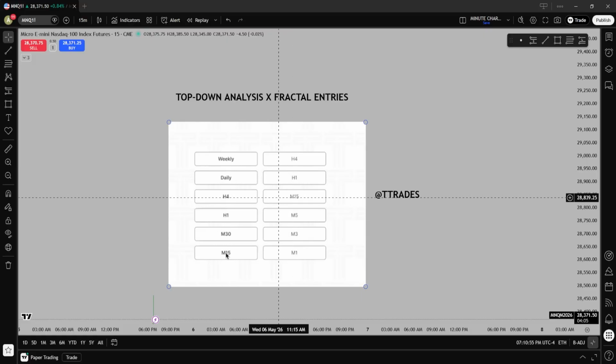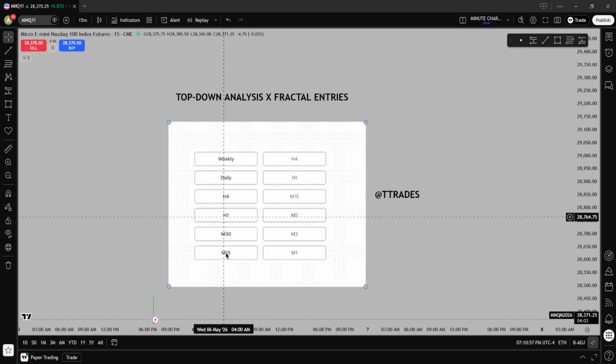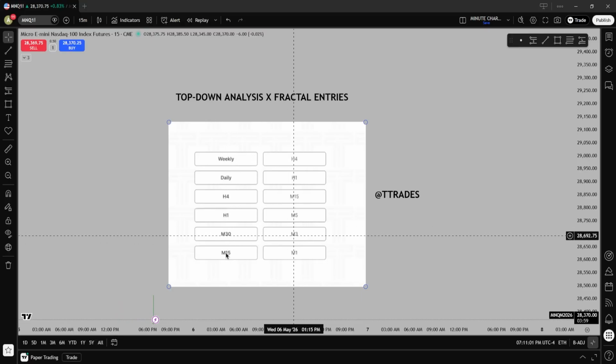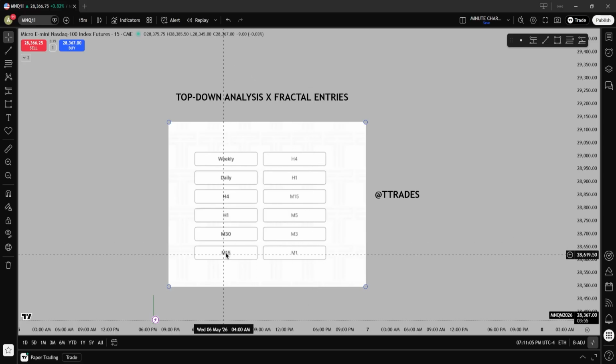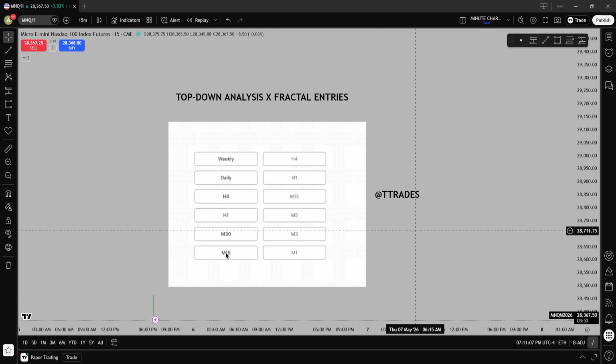If I'm gonna start at the 4 hour, I go down to the 15. If I go down to the 1 hour, I'm gonna go down to the 5. If I start at the 30, I'm gonna go down to the 3 minute. If I start off the 15 minute, I'm gonna go to the 1 minute. And that whole idea and concept comes from T trades. So let's go ahead and get straight into it.